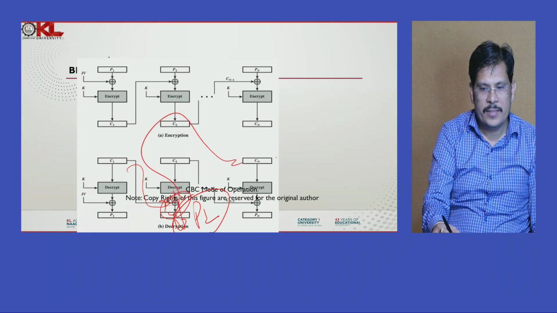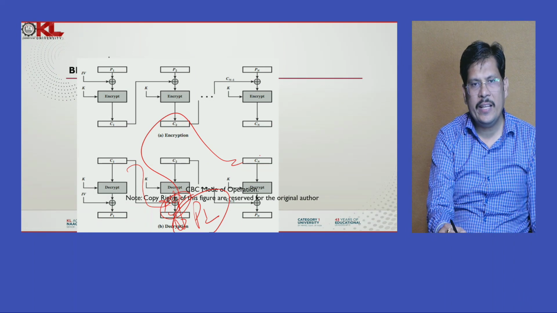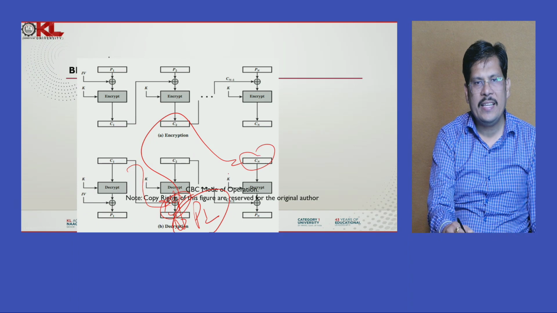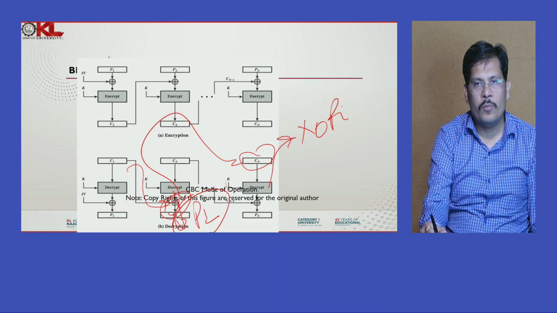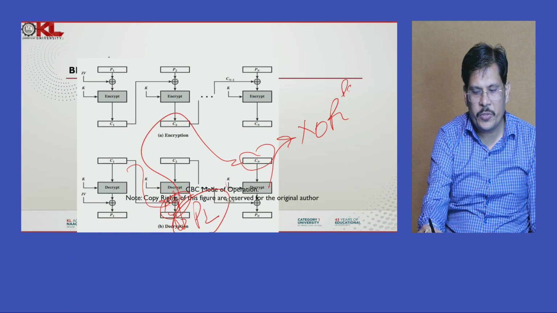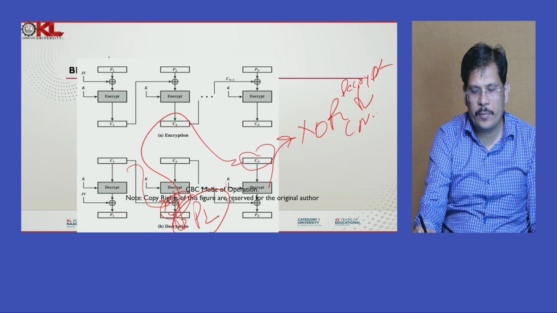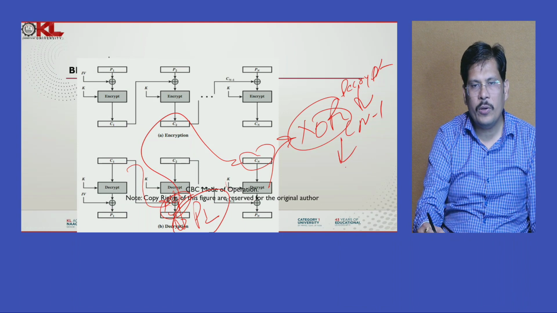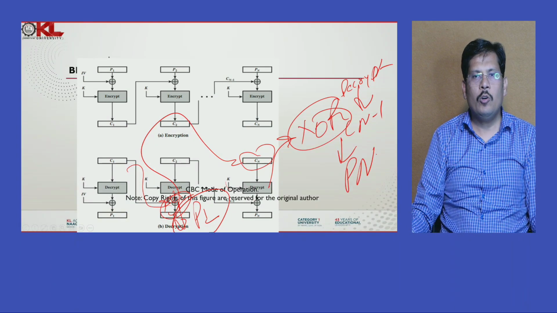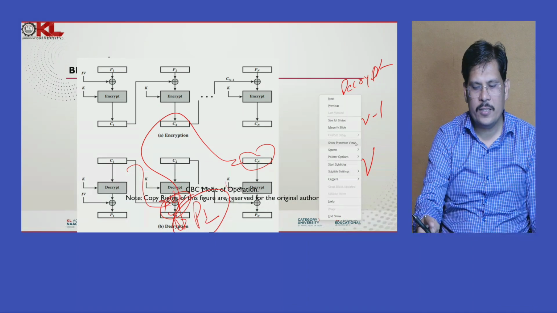And the same for Cn: Cn will be decrypted with key K, and further it will be XORed with whom? The decrypted part will be XORed with Cn-1, and the output we get is Pn. So it is the process.